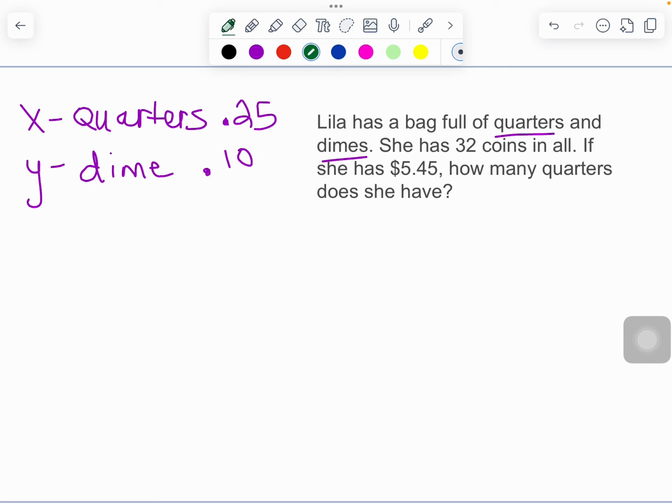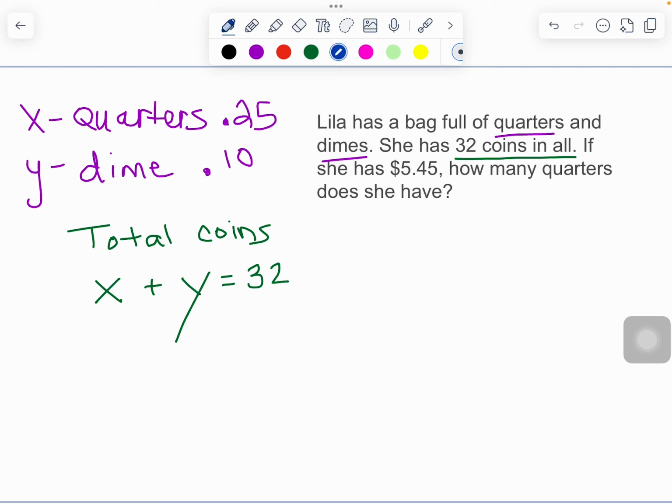So the first equation is total coins, not total money, total coins. If I took all the quarters, X, and all the dimes, Y, and I didn't count how much they were worth, but I just counted how many coins I have, she has 32 coins in all, so this equals 32.